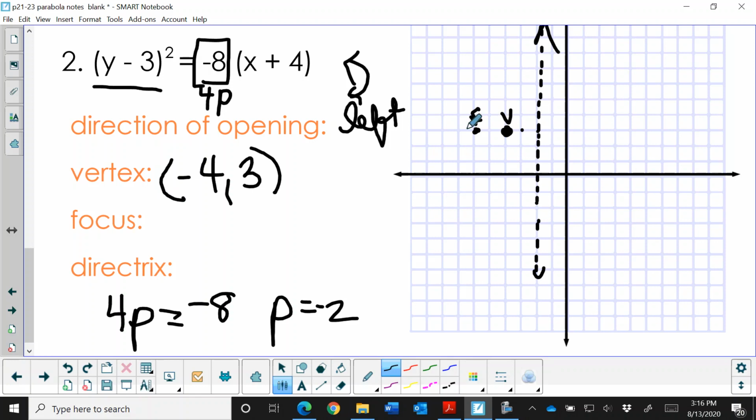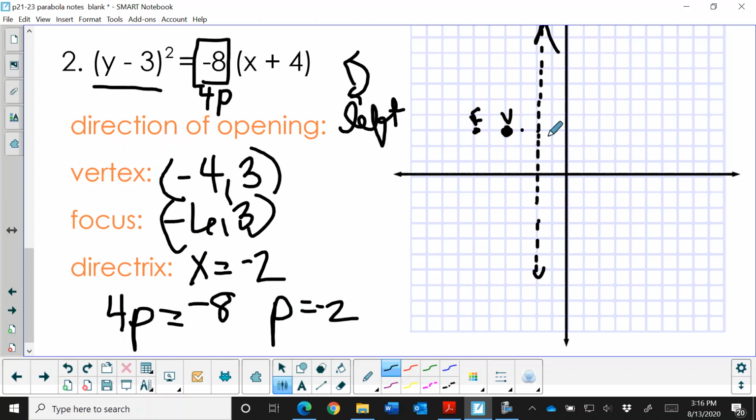Okay, so what are the coordinates for the focus? Well, from here, I went back 2 more, and so that's negative 6, positive 3. And my directrix is a line. This time it's a vertical line, so it's x equals negative 2.